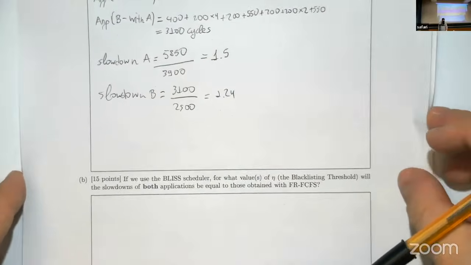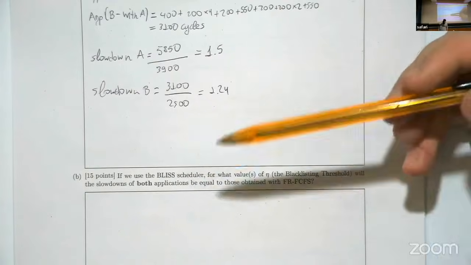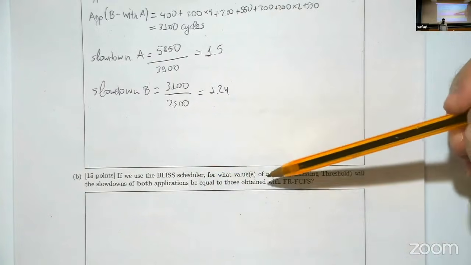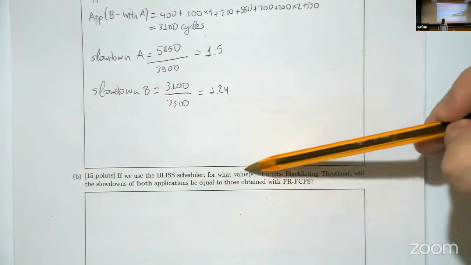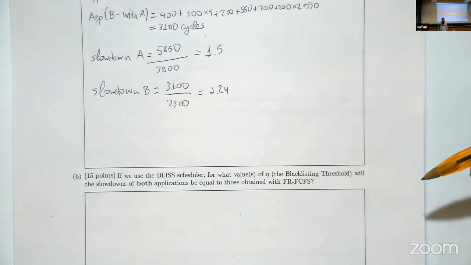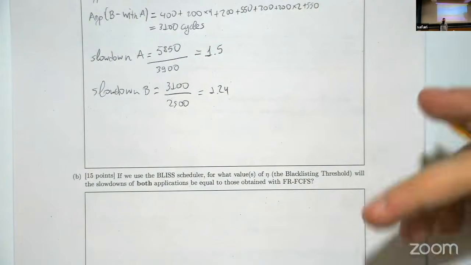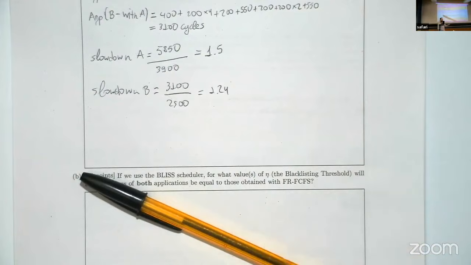And then there is another question, which involves the BLISS scheduler. It says, if we use the BLISS scheduler, for what values of n will the slowdowns of both applications be equal to those obtained with FRFCFS? Does anyone have any idea? Like in which case the slowdown of the applications remain the same? There are two scenarios where this might happen.